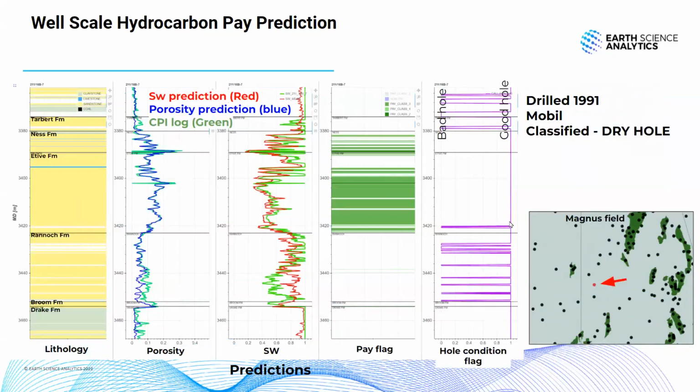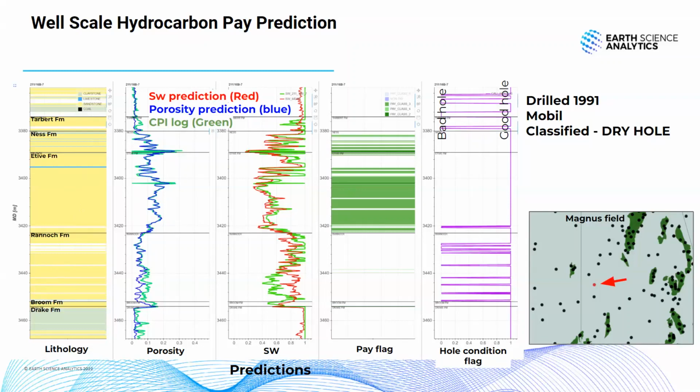On a well scale, I'll put this in as an example for you to get used to what we're doing. This is a well from the UK sector in quadrant 211. Because we are predicting sand in the Tarbert, Ness, and Rannoch formations, in blue there is the porosity. You see reservoir style porosity between 10 and 20%. We see reduced water saturation with the red curve. We have a pay flag based on cutoffs from porosity and water saturation. And of course, we have a hole condition flag as well.